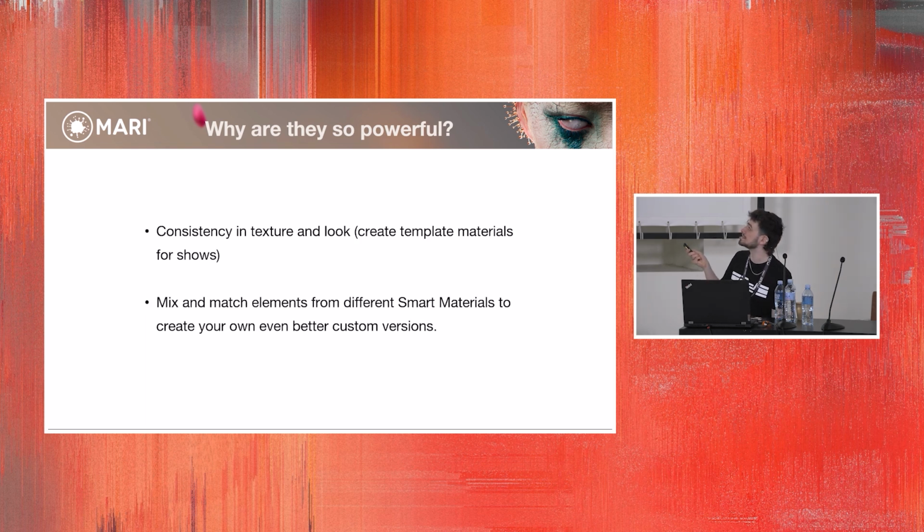It's great for consistency in texture and look. So if you're all working on the same dragon, let's say your lead texture artist creates a smart material for you to use for your dragon. You could all start from the same smart material on your assets. So if some people are working on the tail of the dragon or the head of the dragon, they can all start from the same base. And then you can mix and match elements from different smart materials to create your own, even better custom versions. If you like something in one smart material, you can take it out, copy-paste, and bring it to your smart material.